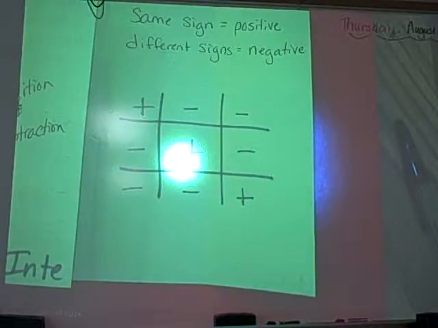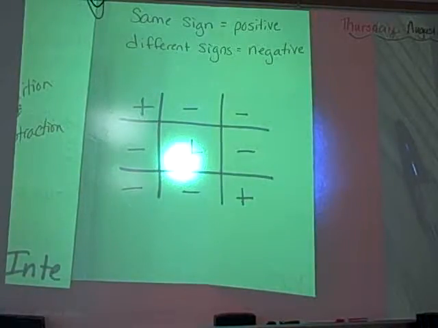So I'll kind of show you how it works. The thing about the tic-tac-toe board is it doesn't matter if you go up and down. You can go down the column or you can go up the column. It doesn't matter if you go left to right or right to left. It doesn't matter if you go diagonally. It tells you what your answer is supposed to be.